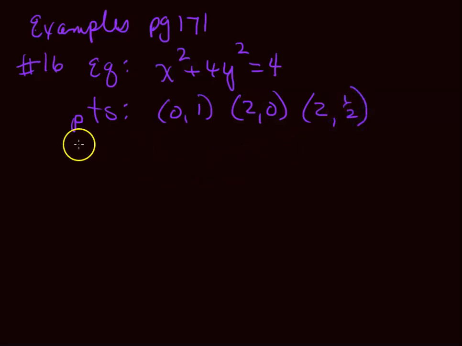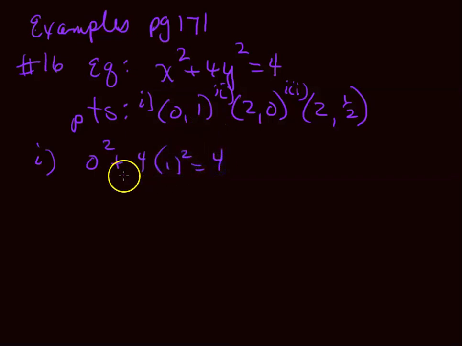So in order to check that, we'll call these I, II, and III. For I, we'd plug that in. Put a 0 in for x and a 1 in for y. So does 4 equal 4? Yes, it does. So these, you should have no problems with the 4 steps.